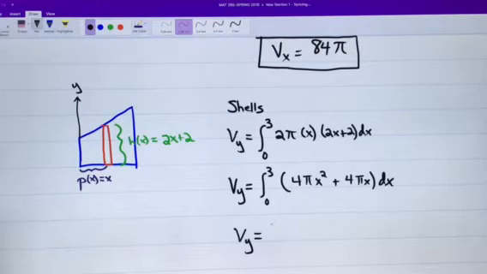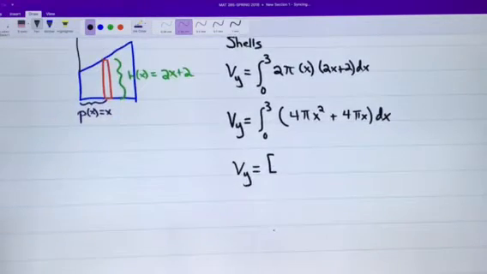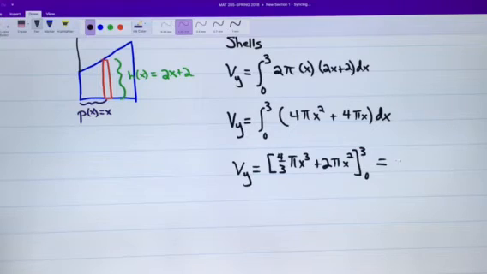And just working with the antiderivatives, I have 4/3 pi x cubed plus 2 pi x squared, again as x goes from 0 to 3. And for this particular outcome, the volume generated about the y-axis is going to be 54 pi cubic units.